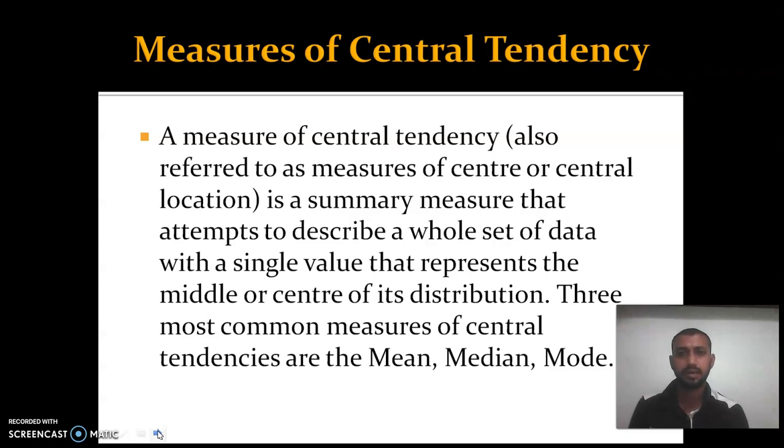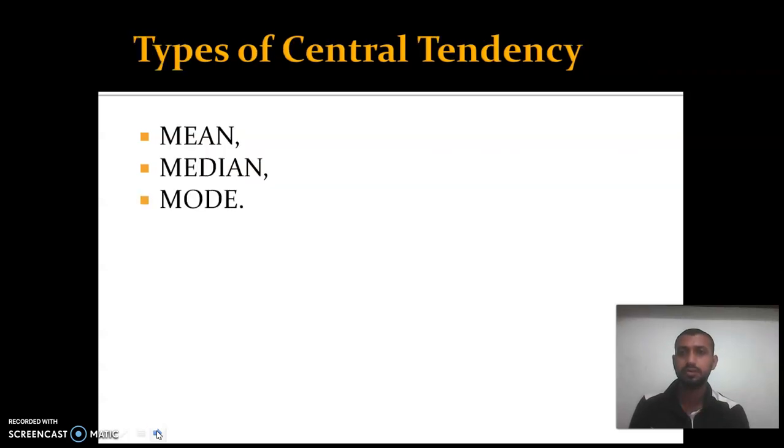A measure of central tendency, also referred to as measures of center or central location, is a summary that attempts to describe a whole set of data with a single value that represents the middle or center of distribution. The three most common measures of central tendency are mean, median, and mode. So, types of central tendency: there are three types, mean, median, and mode.